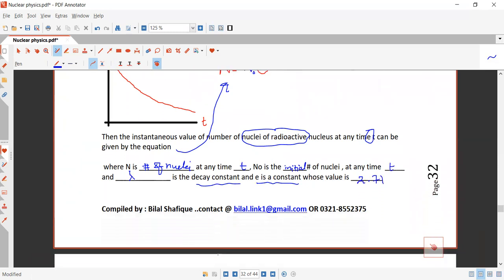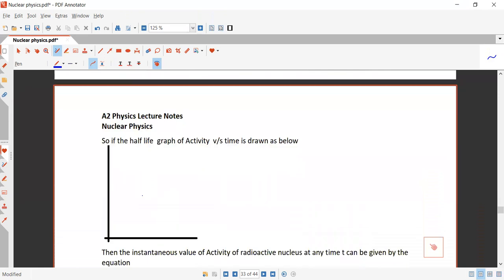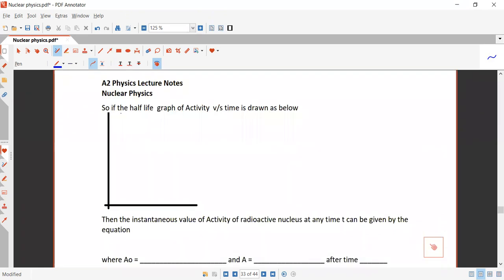Okay, so now let's go. The graph of the activity is going to look like this. If this is activity versus time, then the graph is going to look like this, right? So if this is the initial activity A naught, then the half-life can be calculated by going to the A naught by 2 value, where the activity would be half. This much on the x-axis is going to be the half-life, right, students? And how do we represent it? We represent it by T half. Okay.